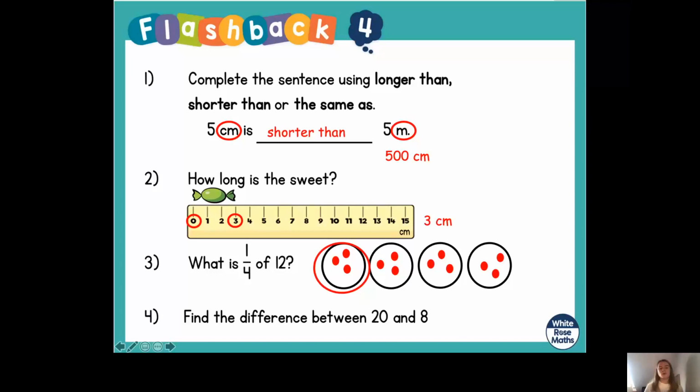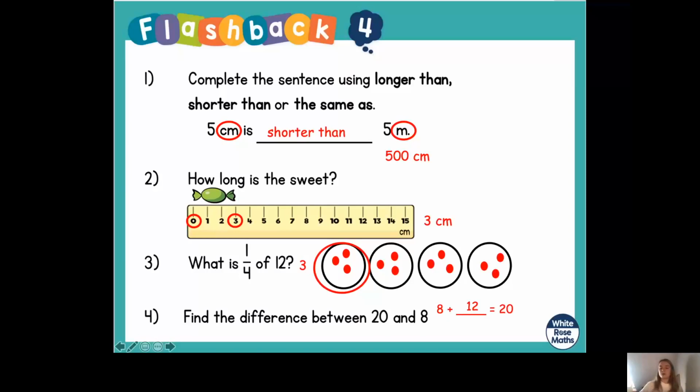Okay, number 4, find the difference between 20 and 8. Now, there's lots of different ways in which you can work this out. We're going to start by using our number bonds to 20 because we're brilliant at our number bonds to 20, aren't we? Okay, so what do we have to add to 8 to make 20? 8 plus what is 20? Well, we know that 8 plus 2 is 10. So therefore, 8 plus 12 is 20. So there is a difference of 12 between 20 and 8.